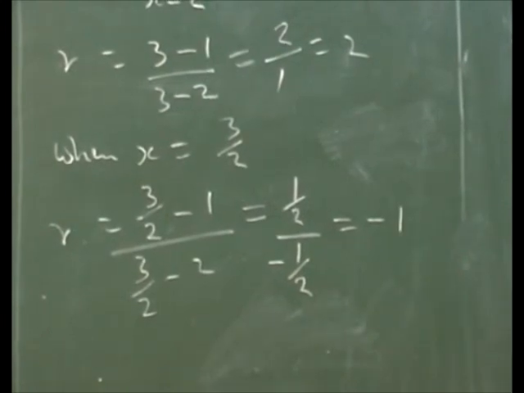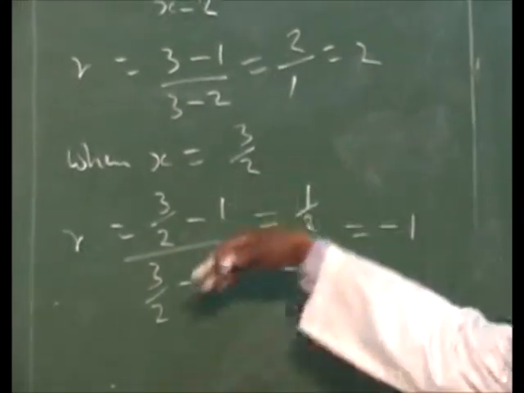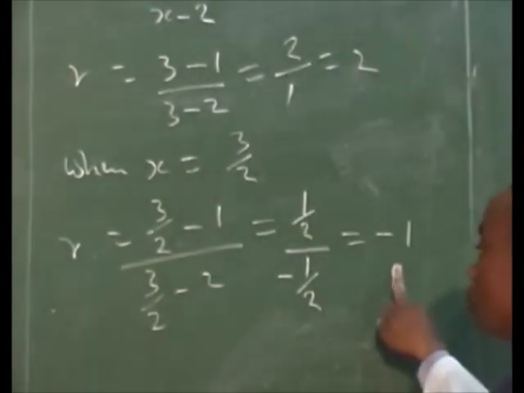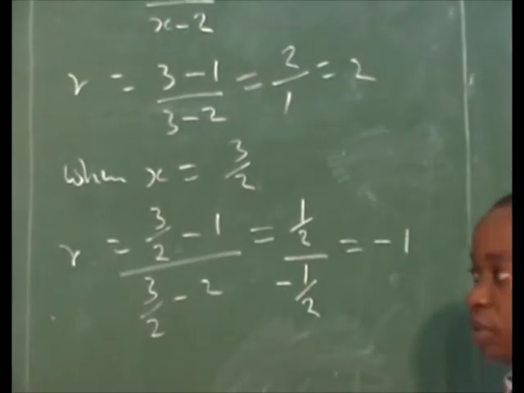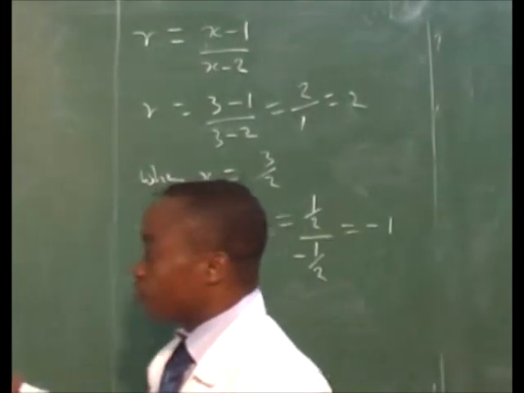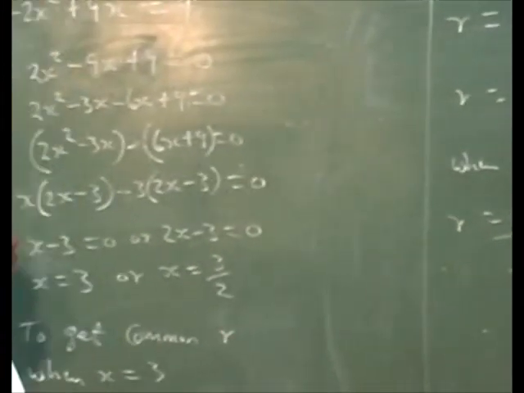So if x is 3, R will be 2. And if x is 3 over 2, R will be minus 1. So this is the ratio, and then we have got the value of x. That's how we can answer such question.